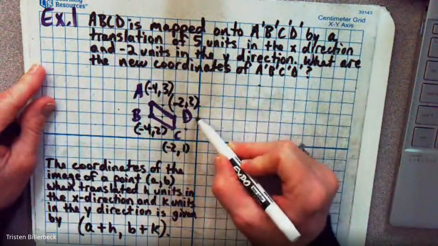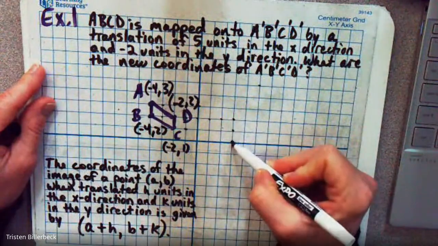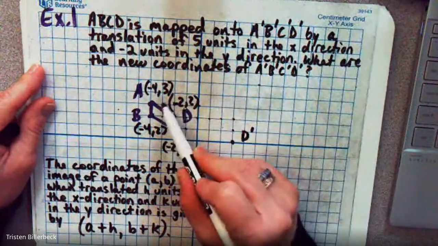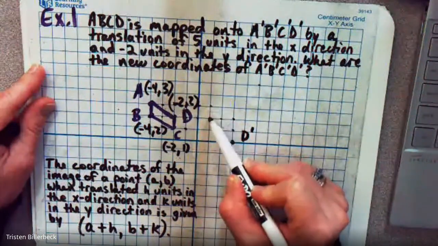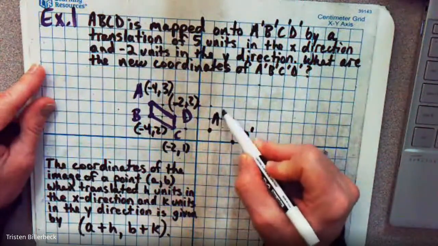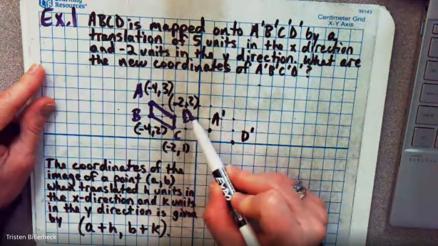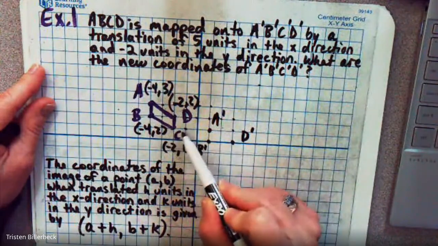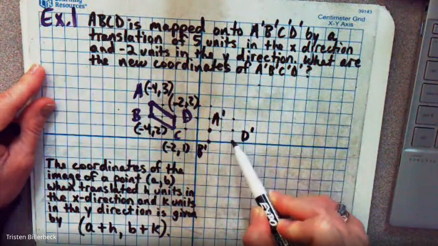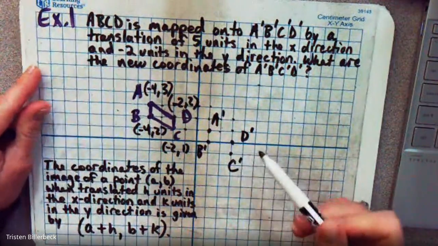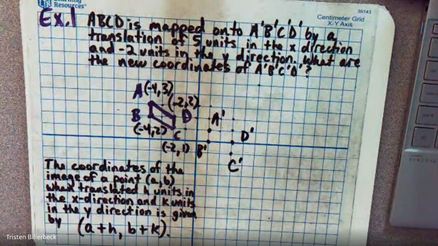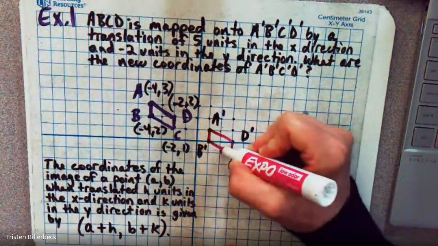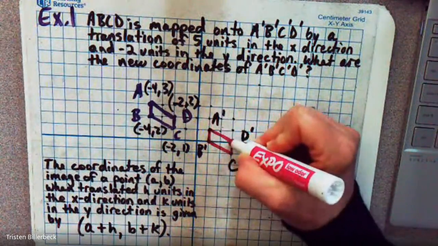So we're going to count 1, 2, 3, 4, 5, 1, 2. So we have D prime right here. A prime is going to be 1, 2, 3, 4, 5, 1, 2, so we get A prime right here. B prime, 1, 2, 3, 4, 5, 1, 2, so B prime would be right there, and C prime, 1, 2, 3, 4, 5, 1, 2, so we have C prime here. So we have the exact same figure. It's just moved over in a slide. So we slid the object over.